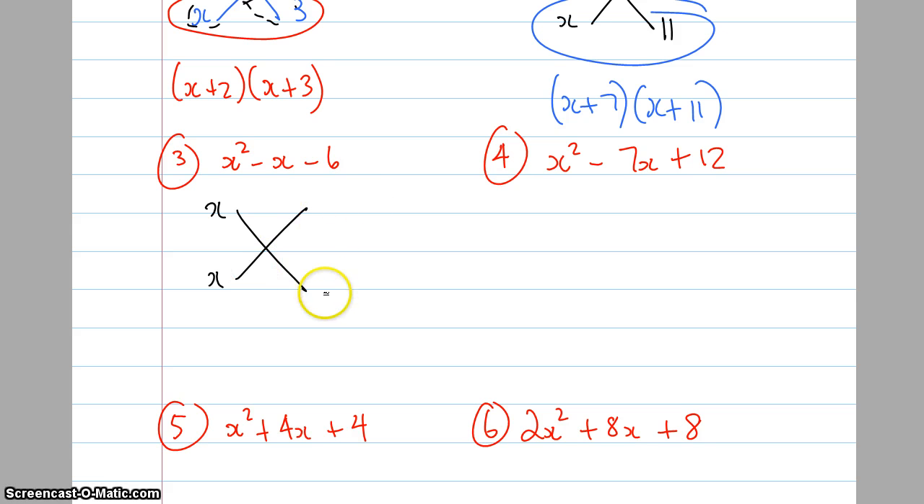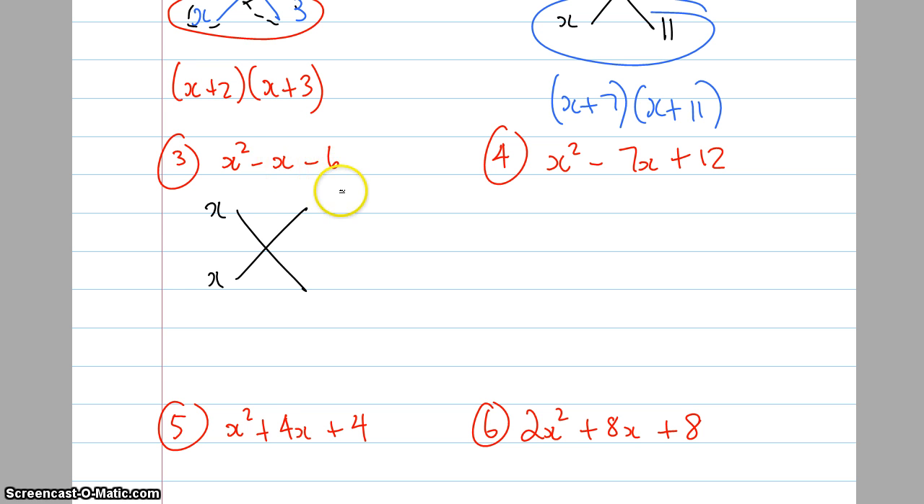Now these numbers here go a little bit harder because I've got to think about negative 6. So one of the things that I multiply up here needs to be positive, and one of them needs to be negative. So for example, I could be negative 2 and 3, or 6 and negative 1, or all of the different combinations that I could do. Okay, and as I said before, it really is trial and error to see which ones you're able to do.